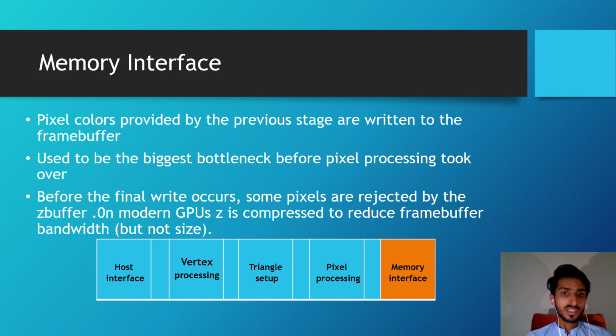And the last one is memory interface. Pixel colors provided by the previous stage are written to the frame buffer, which used to be the biggest bottleneck before pixel processing took over. Before the final write occurs, some pixels are rejected by the Z-buffer. On modern GPUs, Z is compressed to reduce frame buffer bandwidth but not size.